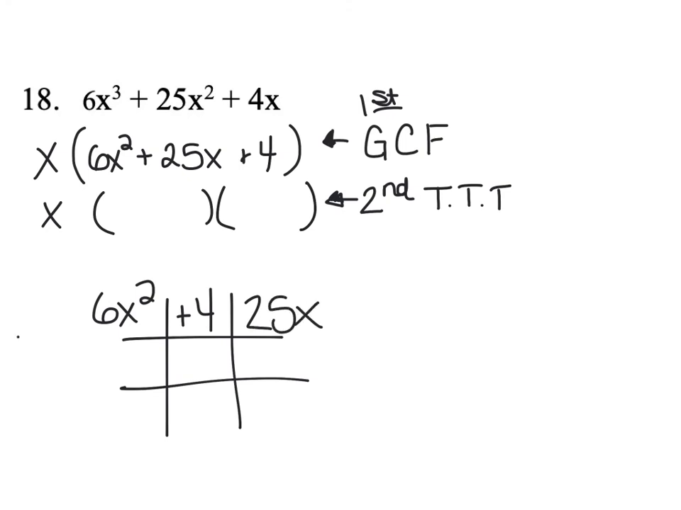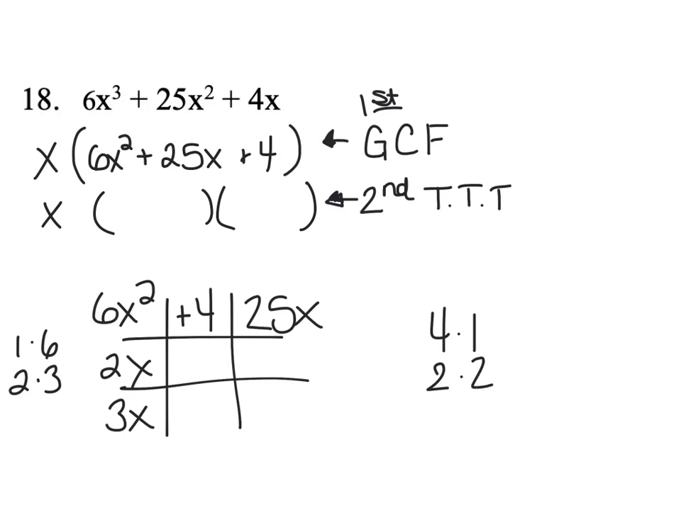All right, factors of 6, 1 and 6, 2 and 3. Starting with the two closest together. Factors of 4 are 1 and 4 and 2 and 2. I will go with 2 and 2. Everything's positive, so I know I'm going to need to leave everything positive. Multiply straight across gives me 4x and 6x. That only adds to 10x. If I flip-flop this 2 and 2, not going to help me. So I'm going to erase and say 2 and 2 are no good.